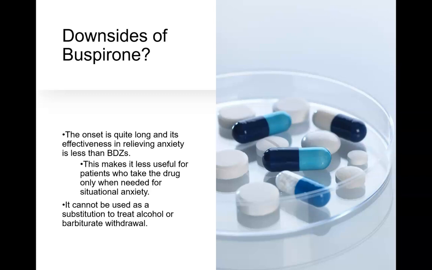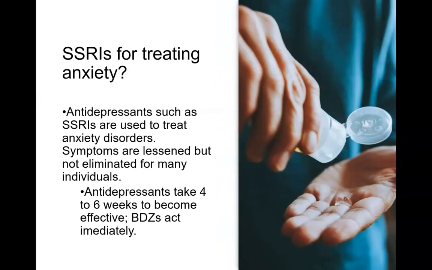Additionally, because it's not working through the same mechanism, it doesn't really do a very good job of treating insomnia. It doesn't have any muscle relaxing effects, and it can't control seizures. So for those of you who are curious, buspirone works the way it does because it works on the serotonin 1A receptor as a partial agonist. So it's working more on serotonin than it is on GABA.